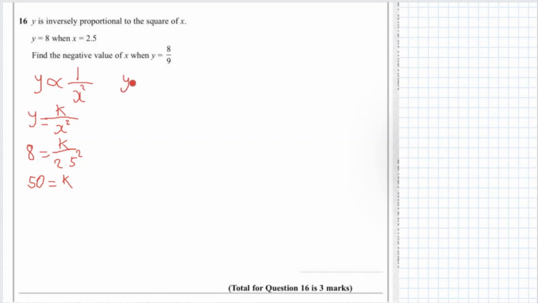So I like to go to a new column, but you can do what you like. They're your workings as long as they're clear. y equals 50 over x squared. And we found our equation that represents this particular relationship, y equals 50 over x squared.